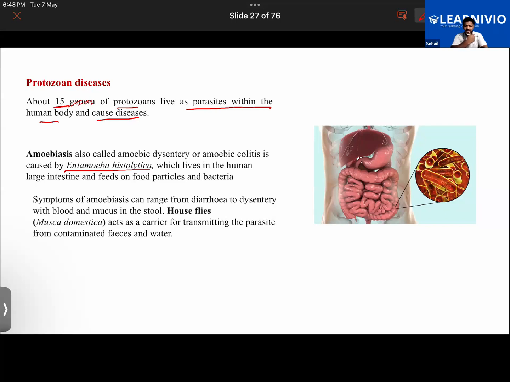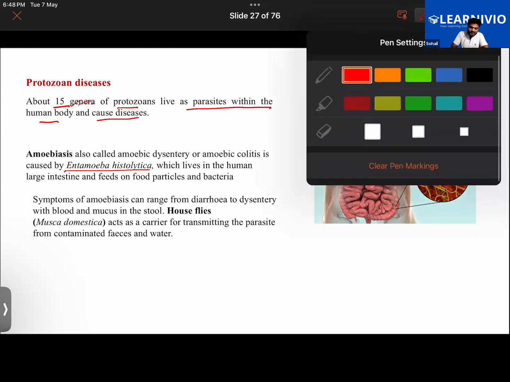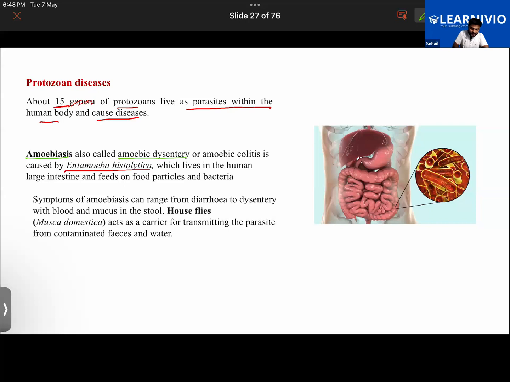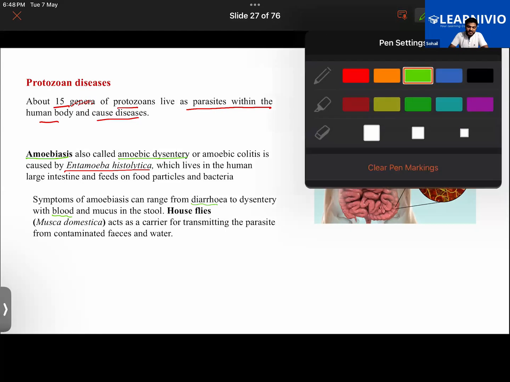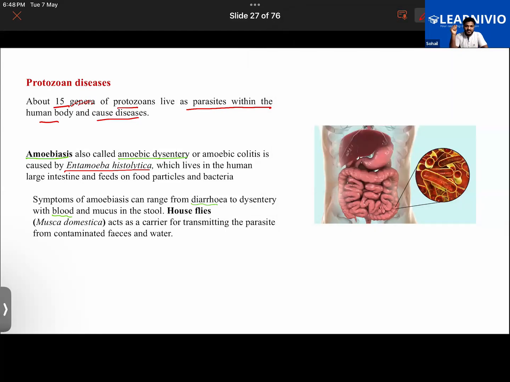Now, how do you identify that a person might be suffering from amoebiasis or amoebic dysentery? Don't get confused between these two terms. Both are the same thing, right? So, a person might be suffering from diarrhea, or along with the stool, blood and mucus might also appear in the solid waste of the human. Getting it, guys? What I'm trying to say. So these are the symptoms of a person suffering from amoebiasis. Any questions from this?